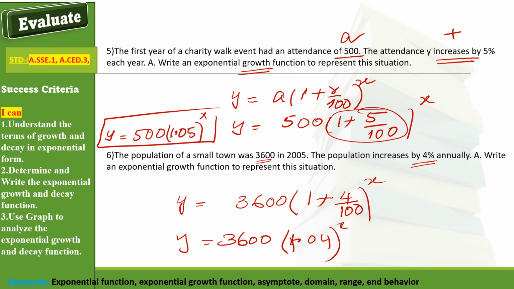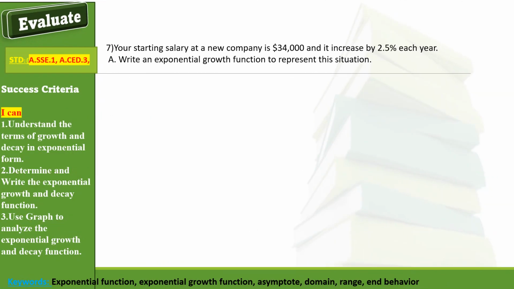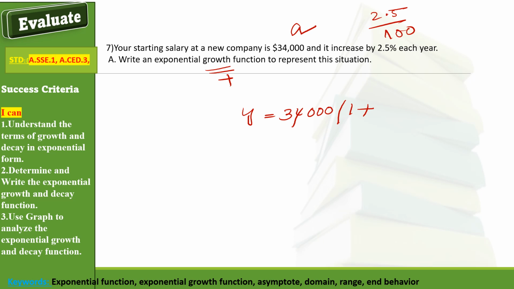Next question. Your starting salary at a new company is $34,000. So the initial value a is 34,000. It is increasing by a rate of 2.5%, which means 2.5 divided by 100. Write an exponential growth function, which means you will use the plus sign. So y equals, a is 34,000, times 1 plus r, which is 2.5 divided by 100, and then to the power of x.